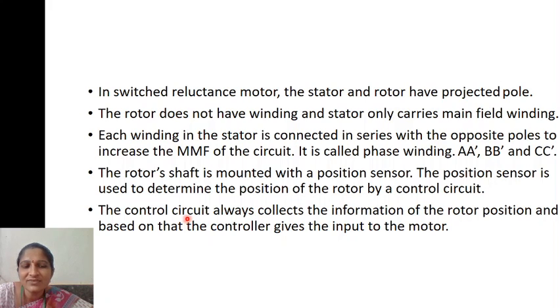Now the control circuit always collects the information of the rotor position, and based on that the controller gives the input to the motor. The control circuit continuously collects the speed of the SRM, which is fed back to the controller, so that the required input is given to the motor. So that is about the SRM position block diagram.